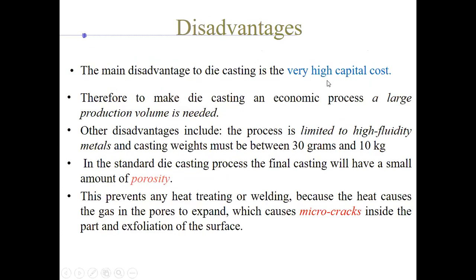Disadvantages: very high capital cost, right? As I said, making of that mold requires a lot of time and effort. Therefore, to make die casting an economic process, a large production volume is needed, right? If you are going for mass production, it will pay off. Other disadvantages include process limited to high fluidity metals, and the casting weights must be between 30 grams to 10 kg.